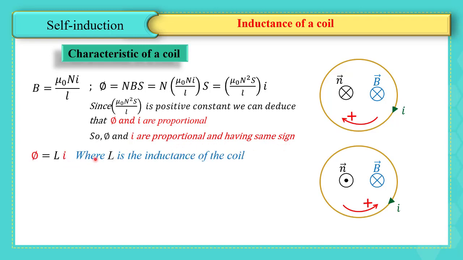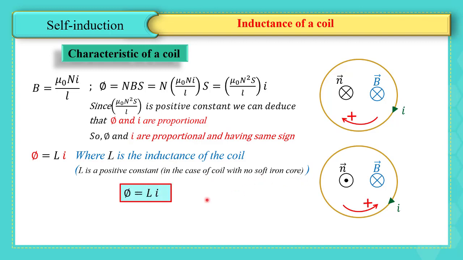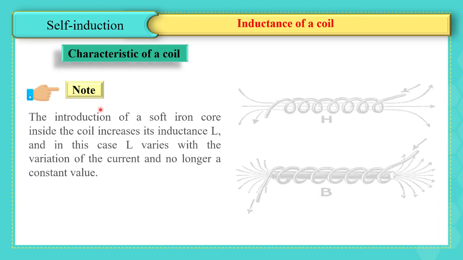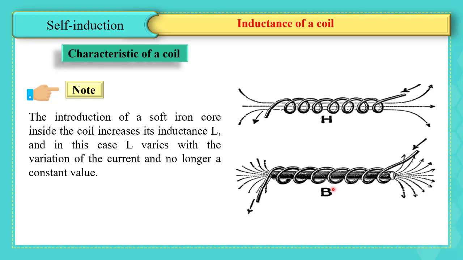Now we can say that a coil traversed by a current I has a self-flux phi such that this flux is equal to Li, where L is a positive constant in the case of coil with no soft iron core. So flux will be equal to Li, where flux in webers, I in amperes, and L in henries. Note that the introduction of a soft iron core inside the coil increases its inductance L, and in this case L varies with the variation of the current and is no longer a constant value.